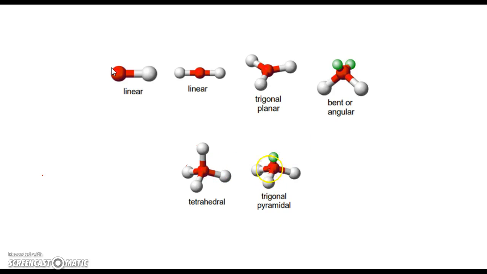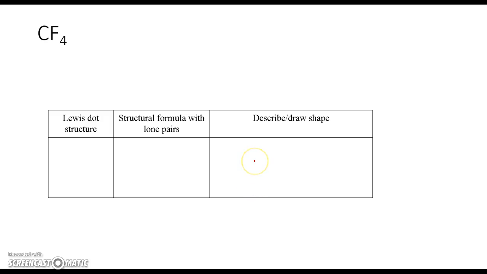And then lastly, we have trigonal pyramidal. Keep in mind, this is again a lone pair. It's not an atom that's attached to it. And it creates this sort of pyramid in a way. So let me work through the different types of shapes and how we get those from the Lewis structure.